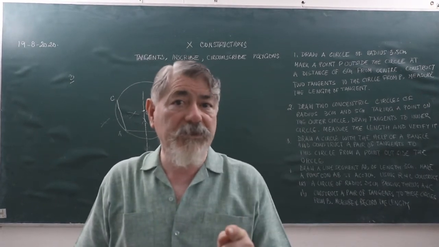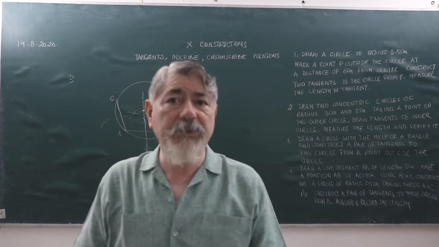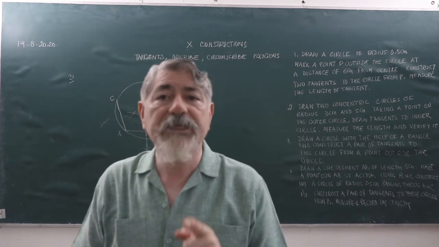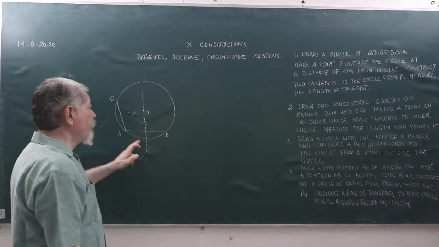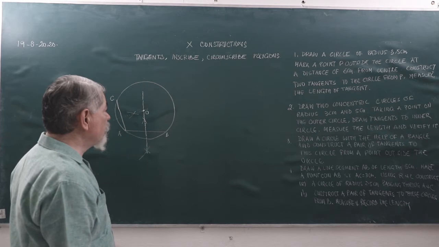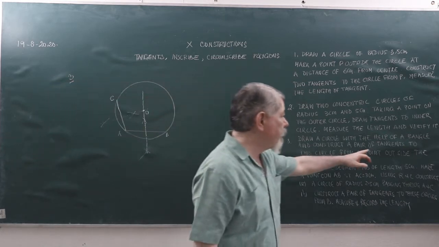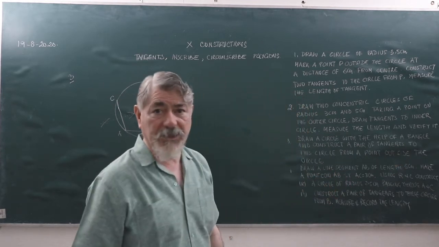This also gives rise to one issue which we must remember, that one and only one circle can pass through three non-collinear points. ABC are three non-collinear points, so only one circle can pass through them. Now we have to construct a pair of tangents to this circle from a point outside the circle.